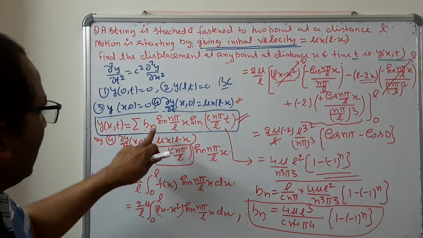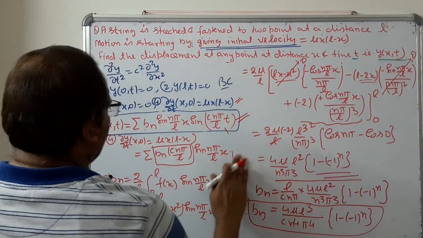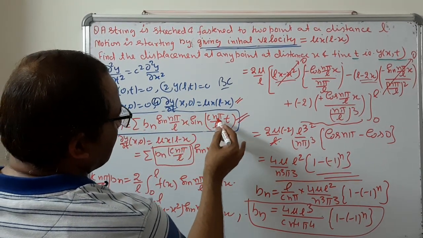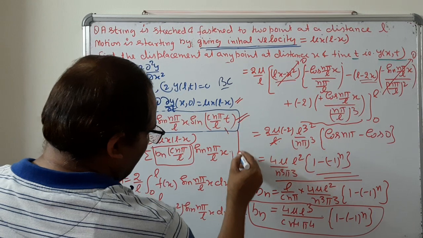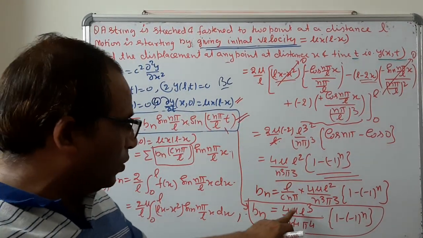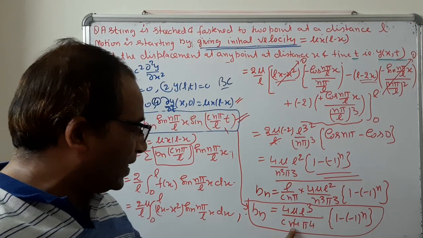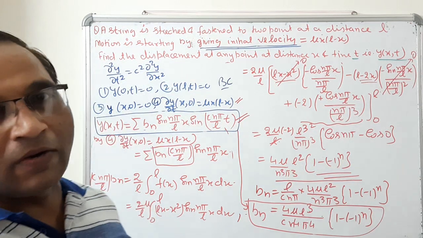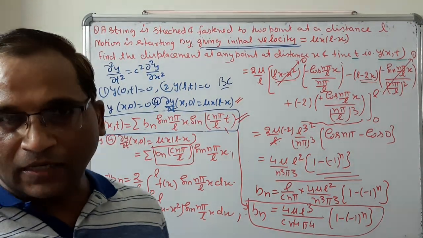And put this value of Bn here. So we say the answer is this one, y(x,t) is sigma Bn sin(nπx/L) sin(Cnπt/L), where Bn is equal to 4μL³/(C n⁴π⁴) (1 - (-1)^n). This is the final answer, right?